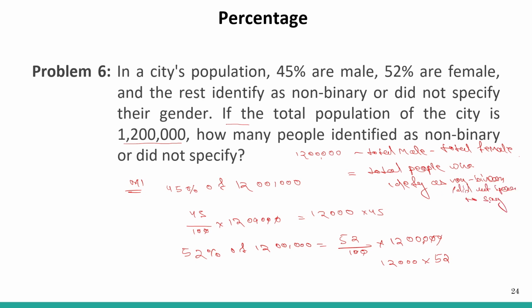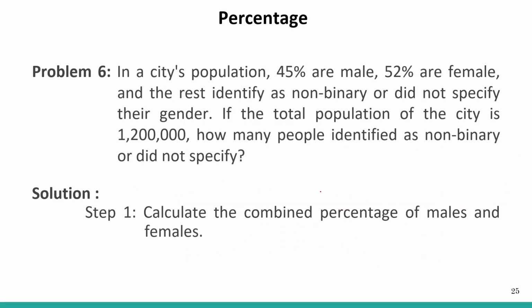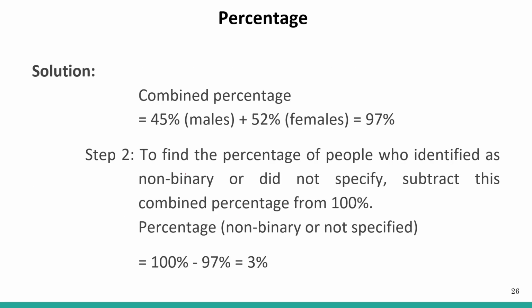Okay, so this is method number 2. Calculate the combined percentage of males and females. That was 45% plus 52 is equal to 97%.